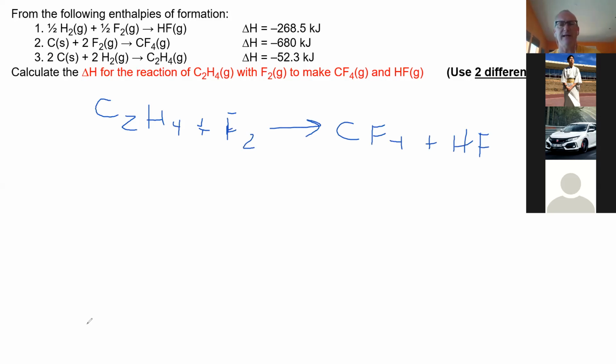So, first thing, what do we need to do first? What's the very first thing we need to do? We've sort of written down the equation. What do we need to do next? Balance the equation. Yeah, got to balance it.